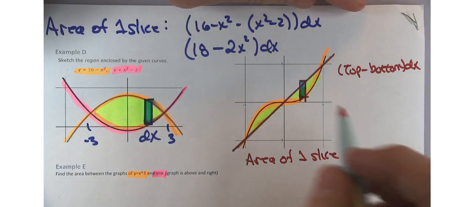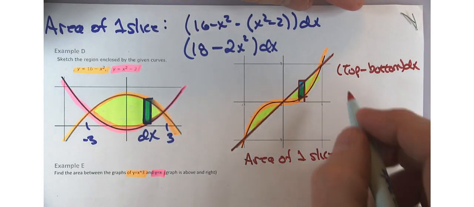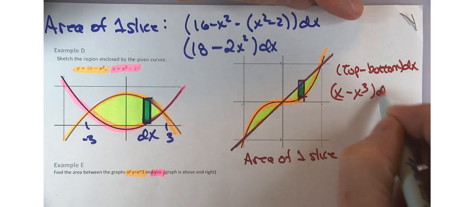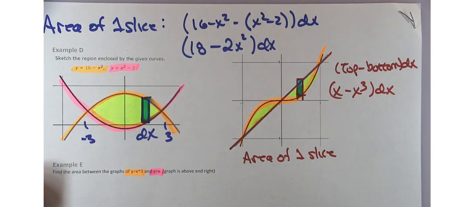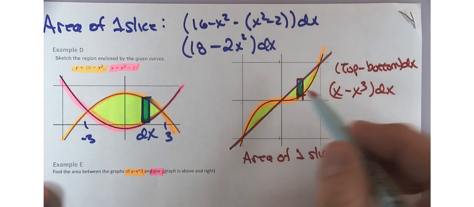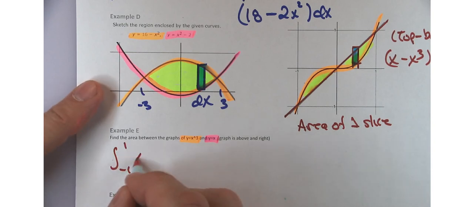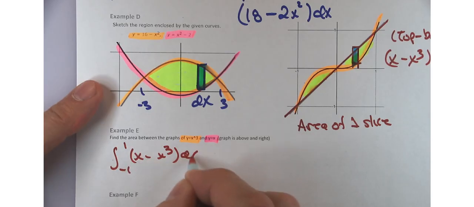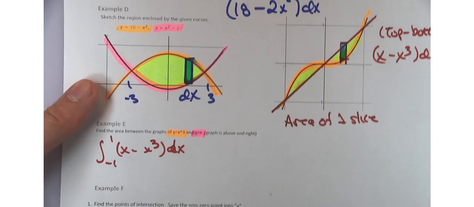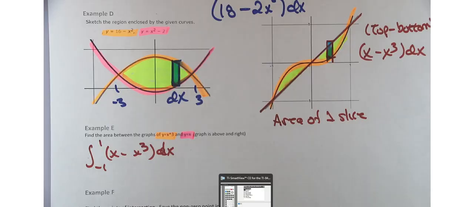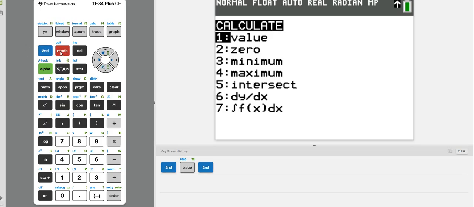So top minus bottom. In this case, the top function has to be x minus the bottom function, which is your x cubed. So x minus x cubed dx, looking good. If we want to find the area of all such slices, then you can integrate from -1 to 1 of x minus x cubed dx. Why don't you try and do that with fnInt? See what happens when you do that with fnInt. So let me get rid of this and this.